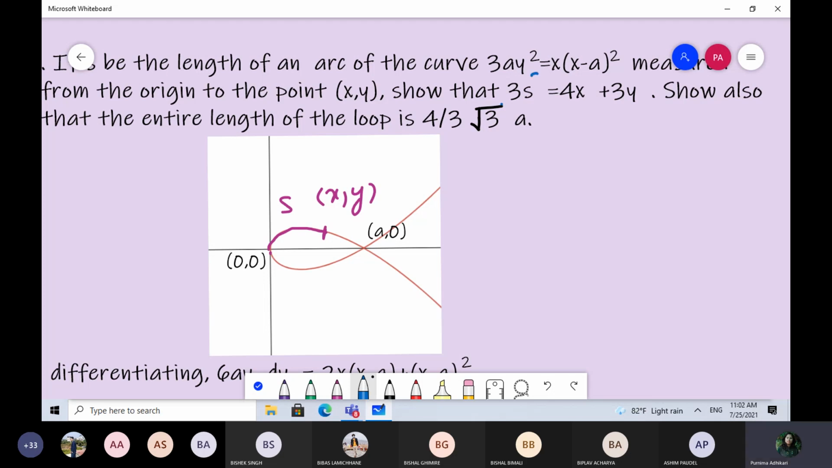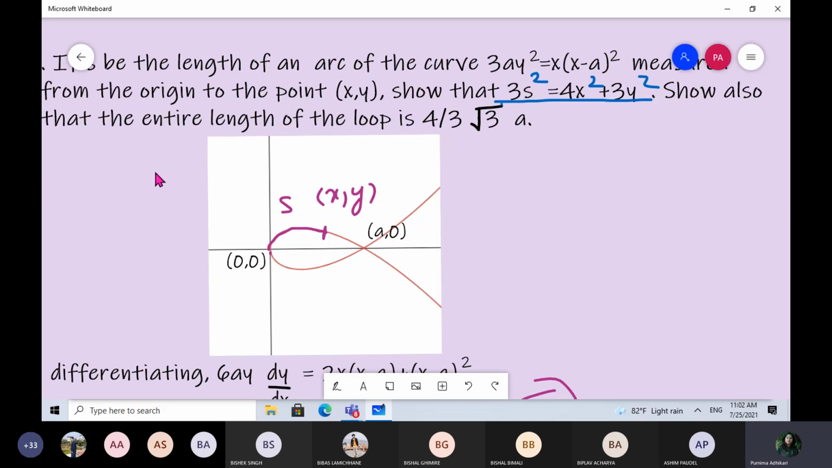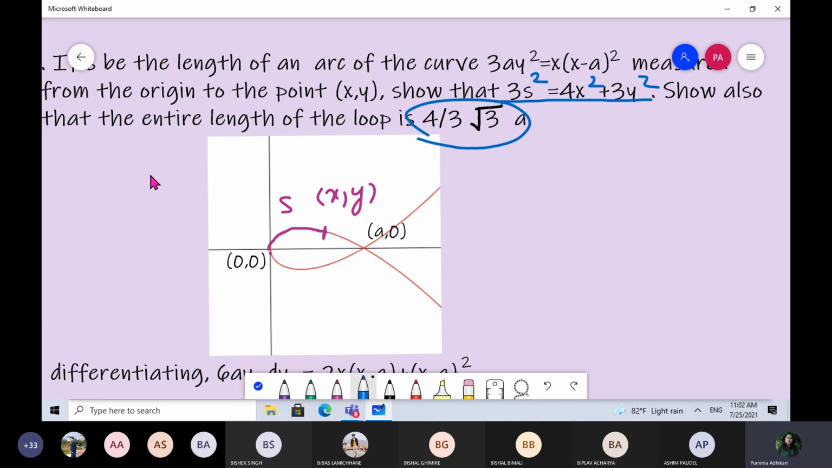Here we have a square also. Okay. You have to show that 3s square is equals to 4x square plus 3y square. So this is what you have to prove. Okay, and also you have to show that length of this entire loop, your loop's whole length. Okay, so that means you will find out length from 0 to a and then multiply by 2. That whole length is also equal to this. So you have to prove this also.